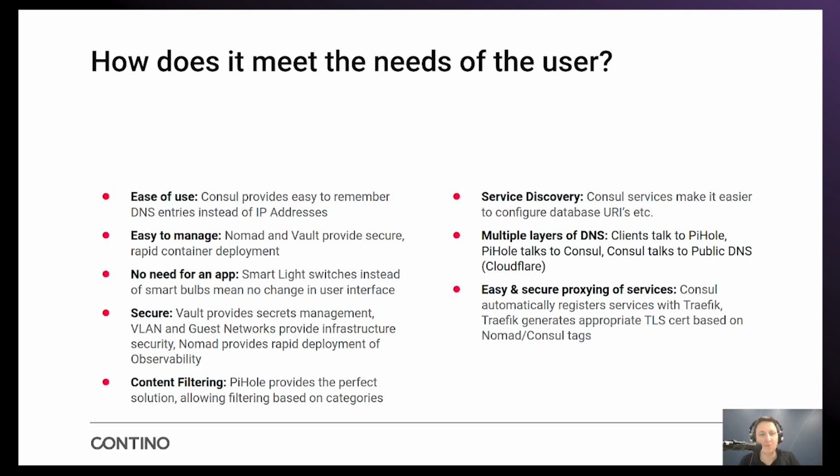And as I say, I've got multiple layers of DNS. So the clients talk to Pi-hole, which does the initial filtering, Pi-hole talks to Consul, which does the local service discovery lookup, and then Consul talks to public DNS, which in my case is Cloudflare, for everything else. And then finally you have the secure proxying of services, where Traefik goes off and generates an appropriate TLS certificate based on the tags that I give it in Nomad or Consul.